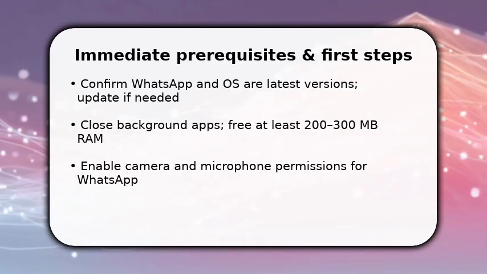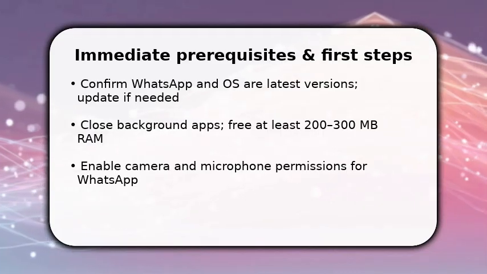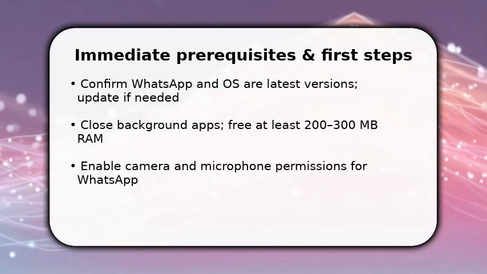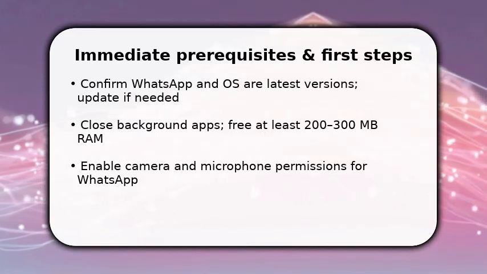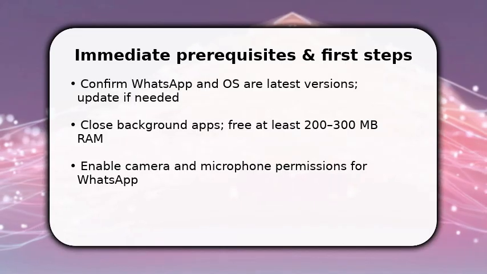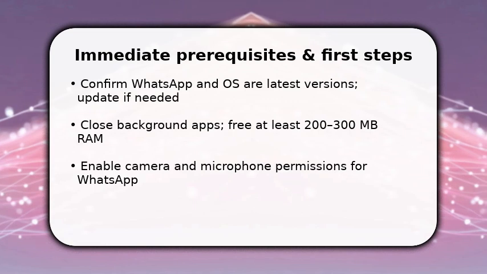Make sure camera and microphone permissions are allowed. Without them, the app may behave unpredictably. If you use Battery Saver, disable it for testing because throttling can cause minimize issues. Now open WhatsApp, start a video call, and watch whether the minimize control appears and stays active.